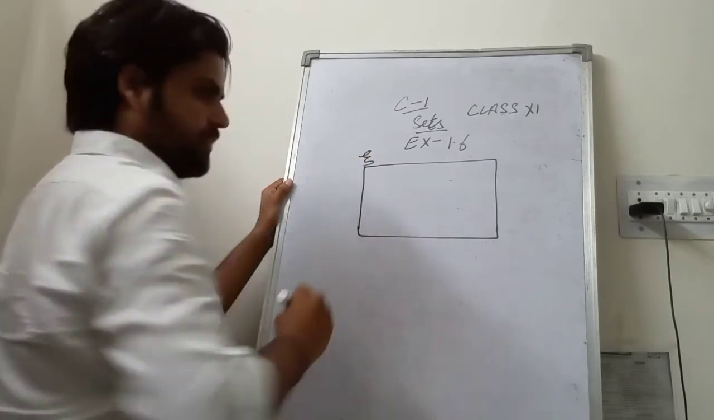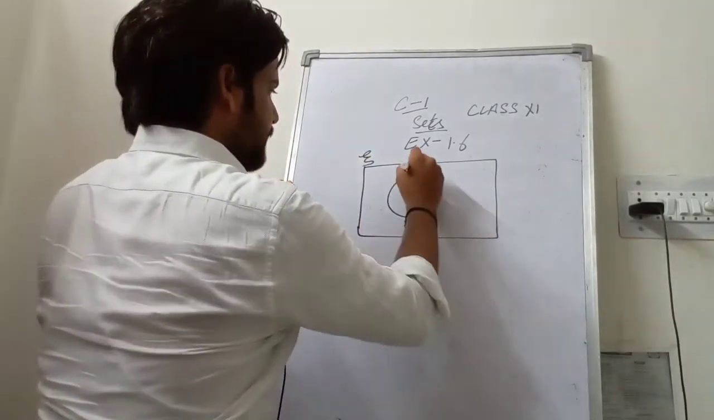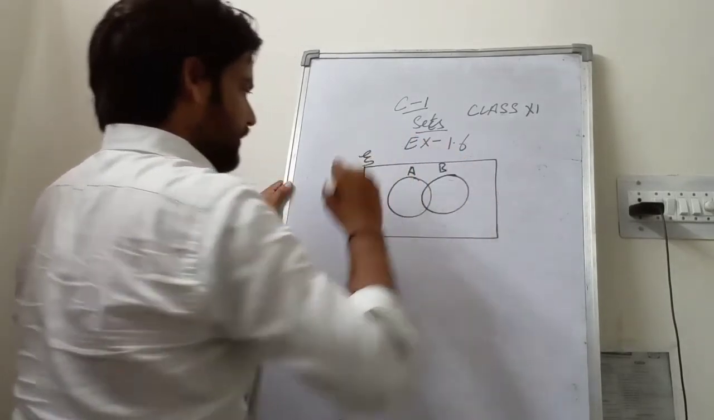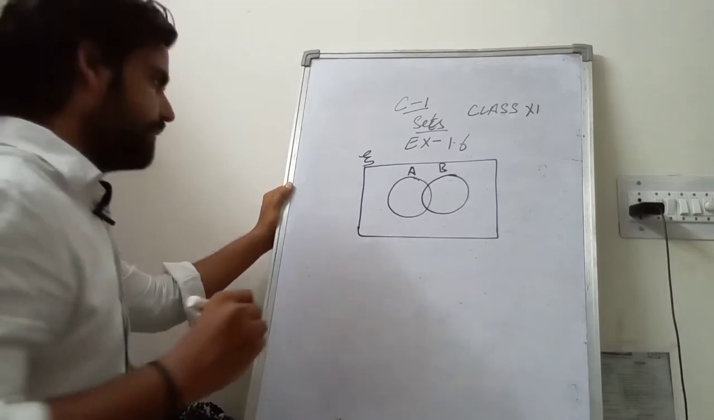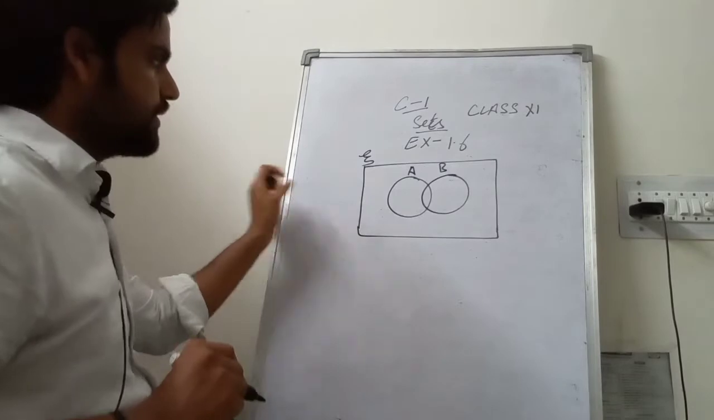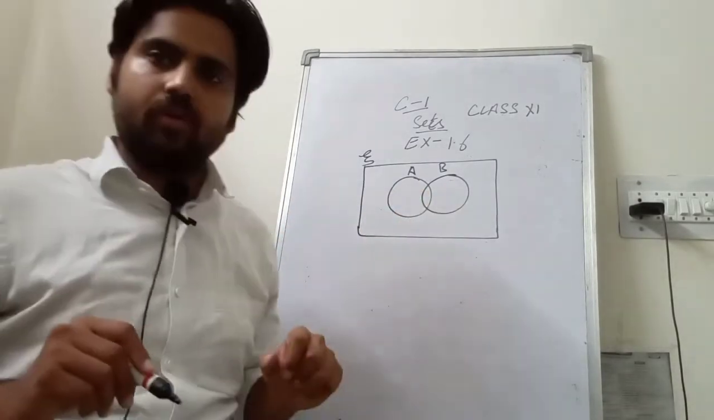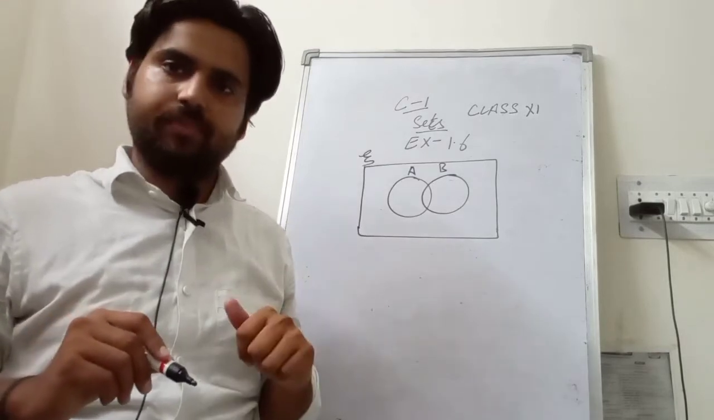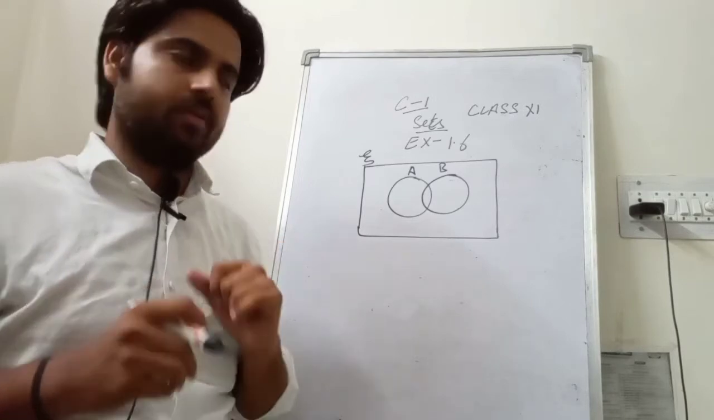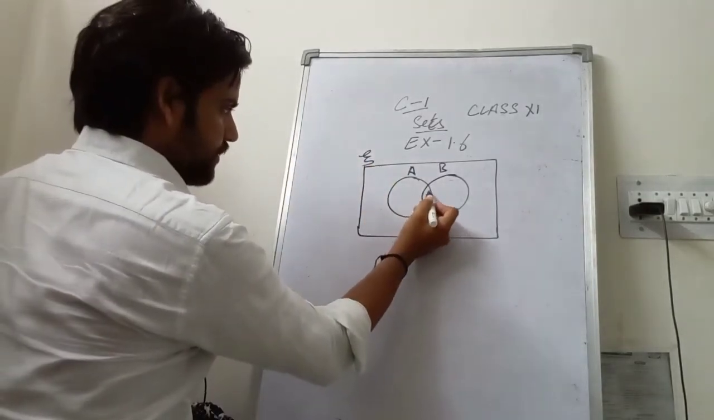It is denoted by this letter. We have two sets, let's say set A and set B. And here I have shown this Venn diagram which shows the intersection of A and B also. Intersection means that area, or you can say those elements, which A and B both are having. So those elements will be common to A and B, and those common elements are represented in this middle region.